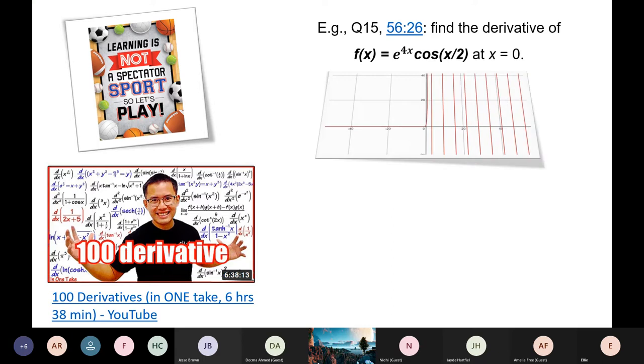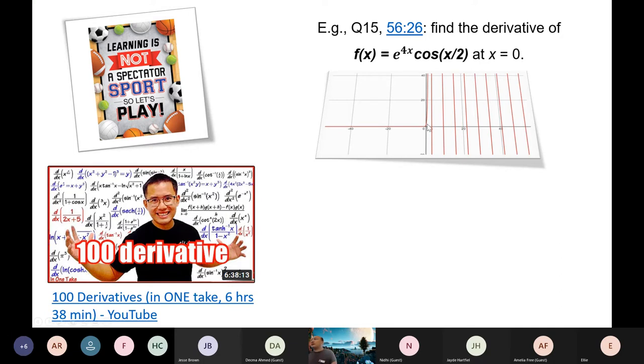If you want to see it graphically, I can show you the chart. The curve of this function looks like this. Look at the red line. It's a bit boring on the left hand side, and after zero it becomes oscillation, up and down dramatically. And we want to find the derivative at x equals 0.